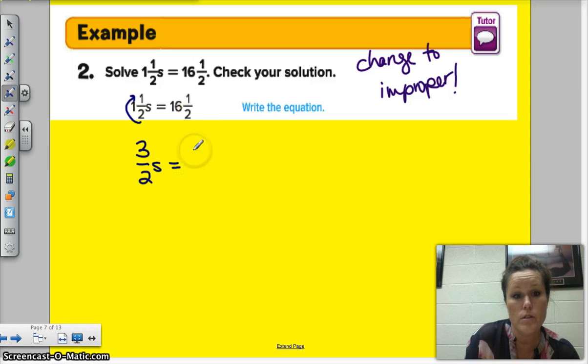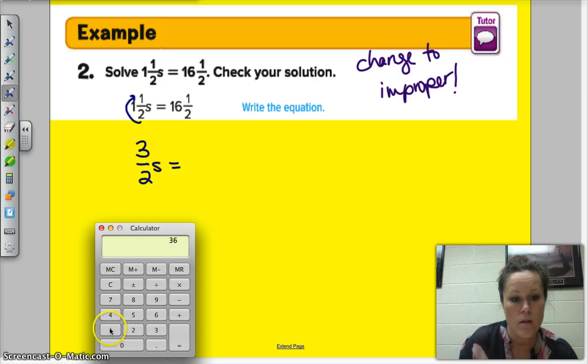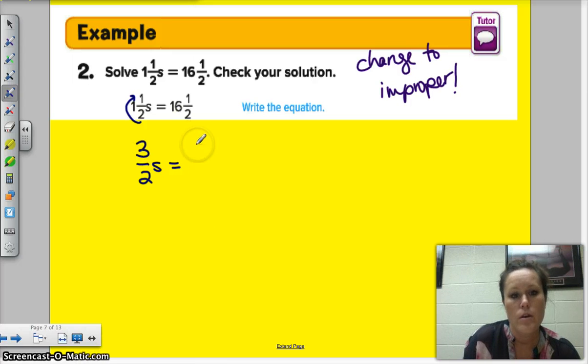3/2 s equals 16 times 2 is, let me do this, 16 times 2, 32, that's what I thought. So 33/2. Now I can multiply by the reciprocal.